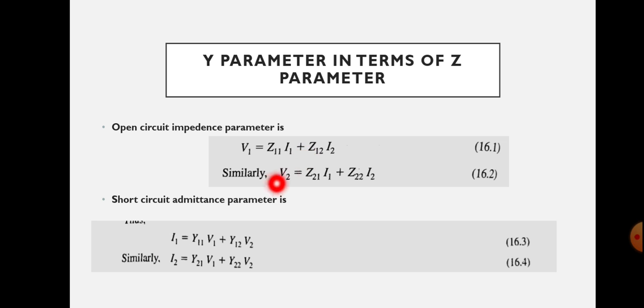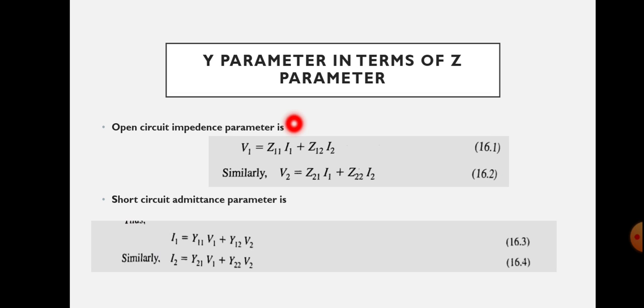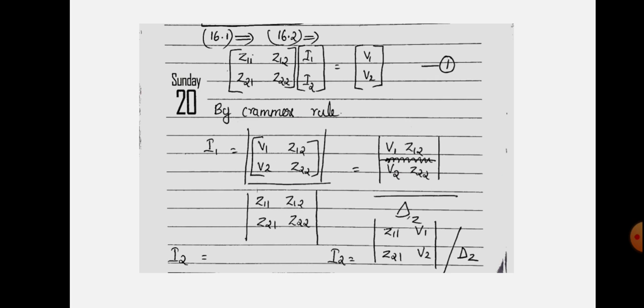So first of all, take the equations. Here the equations are numbered 16.1, 16.2, 16.3 and 16.4. First of all, from equations 16.1 and 16.2, you can write the matrix form. Here the first matrix is Z11, Z12, Z21, Z22, and the other matrix is I1, I2. The next matrix is V1, V2. This is the matrix form of the equation that we are familiar with. Let it be numbered as 1.